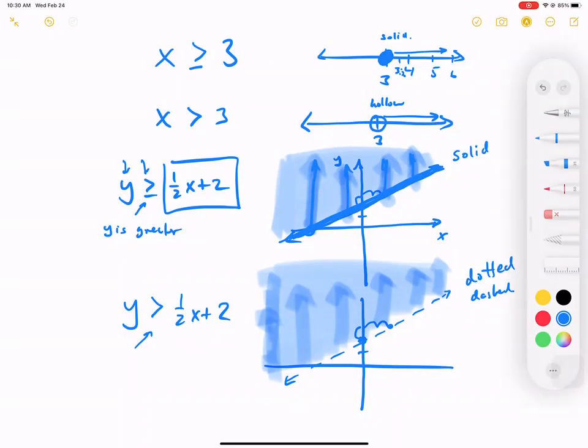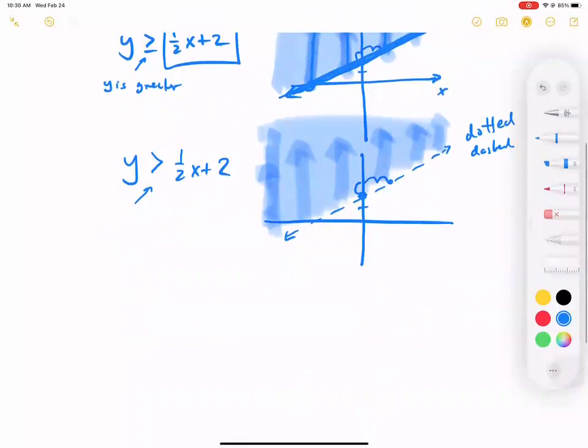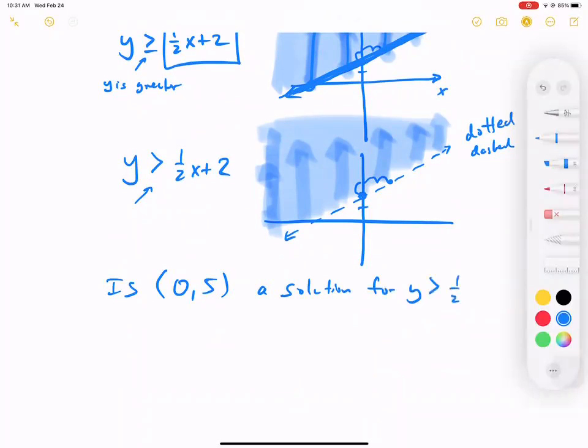Okay. Now, I want to throw up something here. I want to ask you guys a question. Let's test the solution for this problem. Is (0, 5) a solution for y is greater than 1/2 x plus 2? Okay, is this a solution? Since we have the graph drawn already, that's fine.